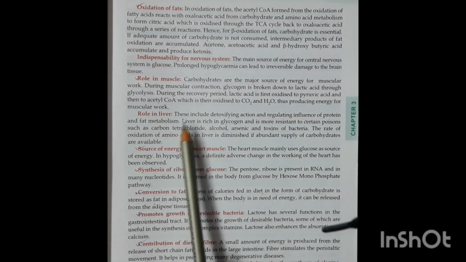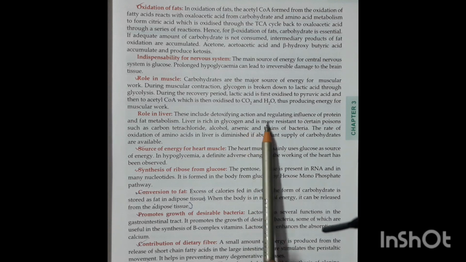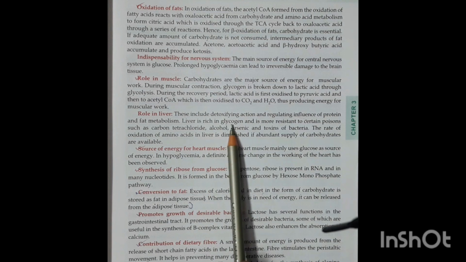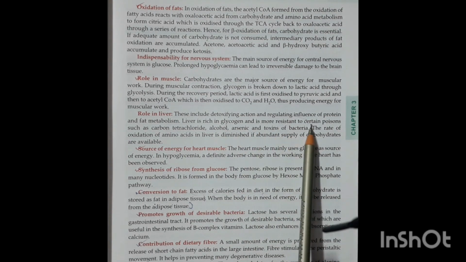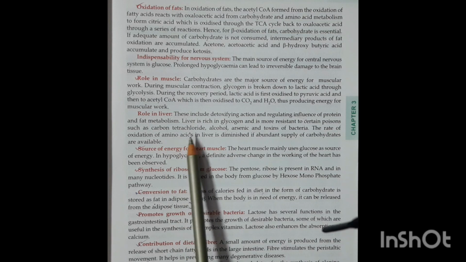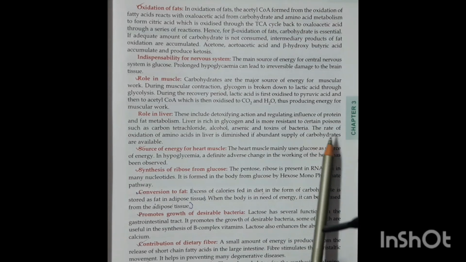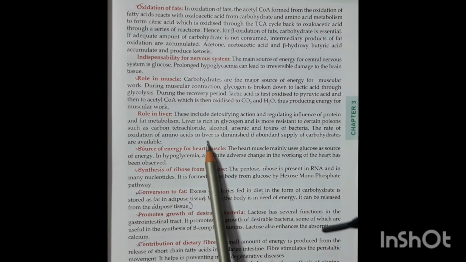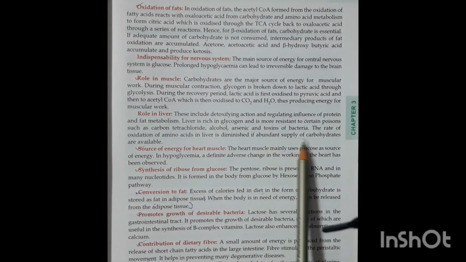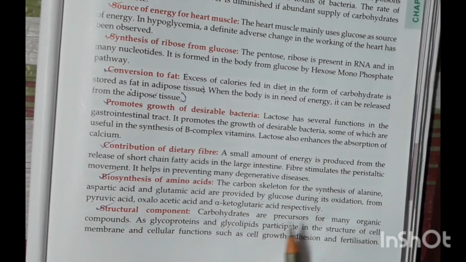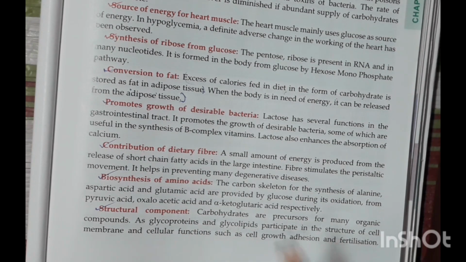Role in liver. This includes detoxifying actions and regulating influence on protein and fat metabolism. Liver is rich in glycogen and is more resistant to certain poisons such as carbon tetrachloride, alcohol, arsenic, and toxins of bacteria. The rate of oxidation of amino acids in the liver is diminished if there is an abundant supply of carbohydrates. Carbohydrates are precursors of many organic compounds such as glycoproteins and glycolipids, which participate in the structure of the cell membrane and cellular functions as well as growth, adhesion, and fertilization.